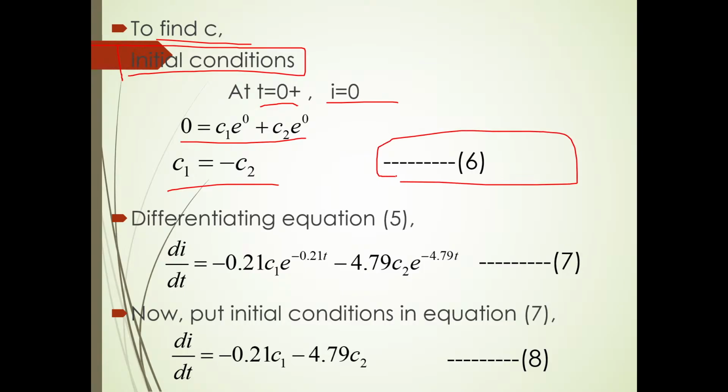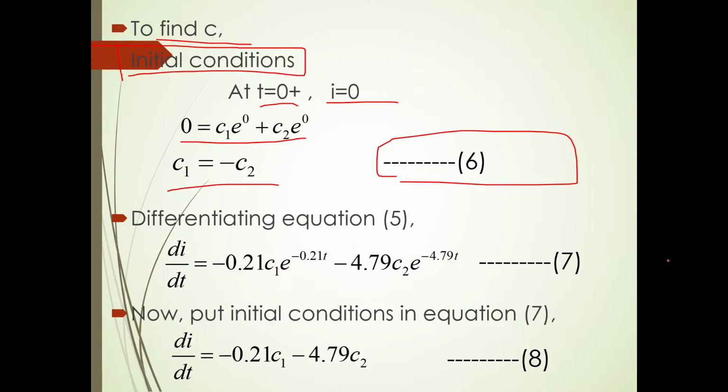After this, we have to determine the C1 value and C2 value. C1 and C2 are arbitrary constants. Whenever you want to determine C values, you must consider the initial conditions. So at t equal to 0, initially no current will flow through the inductor, so I equal to 0. Substitute that initial condition in equation number 5, you will get C1 equal to minus C2.